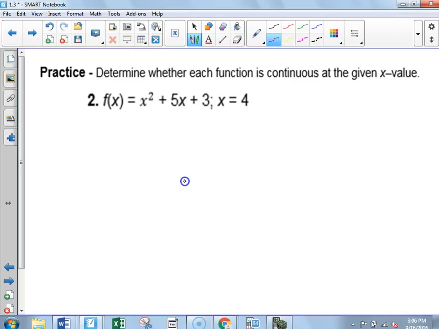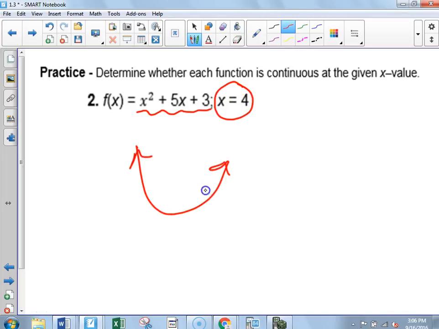What do you think? Is this continuous at 4? Miranda says it's a parabola. Does that help us? Does it have a value at 4? It's a parabola, right? Does a parabola have places where there's no denominator? The domain is all real numbers, so it has a value at 4.